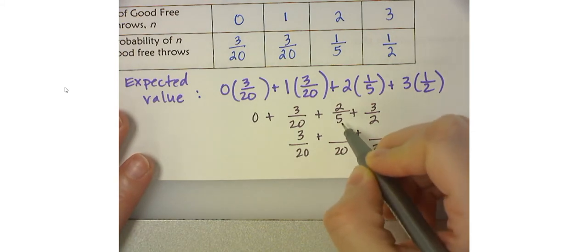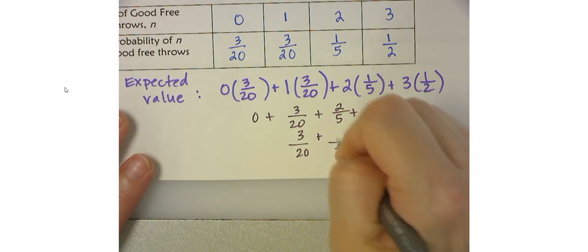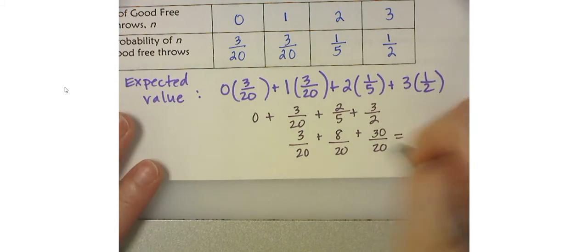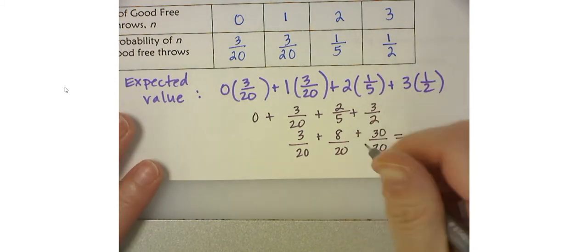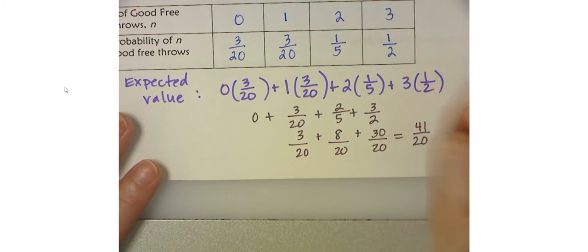Okay, so 30 plus 8 is 38. 38 plus 3 is 41. 41 over 20. 20 goes into 41 how many times? Twice, with 1 left over. And then we are going to turn this into a decimal. Just turn it off.